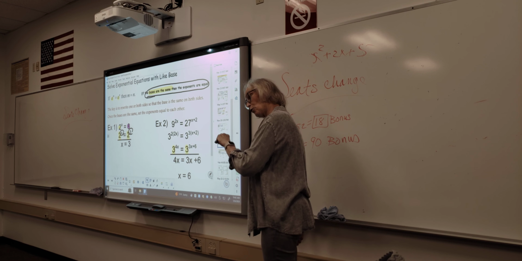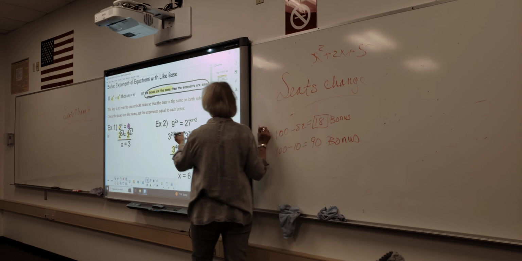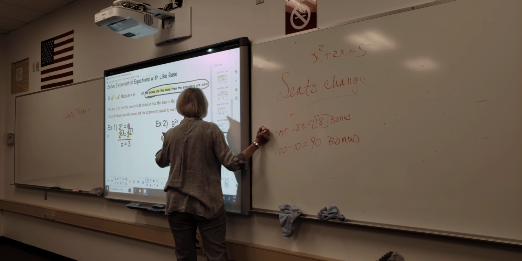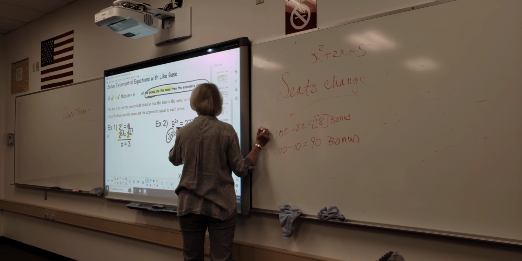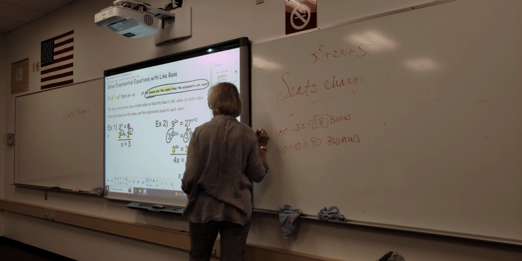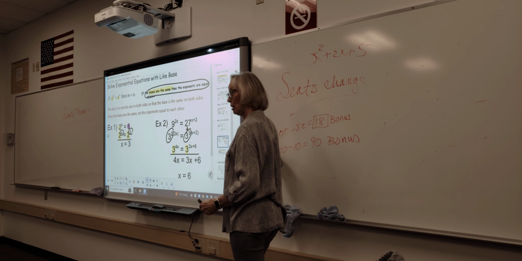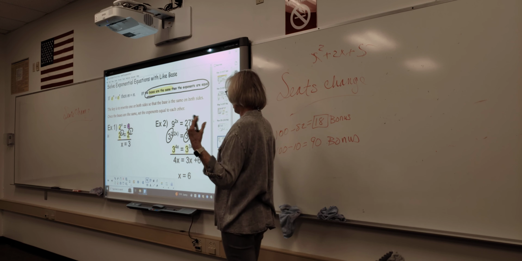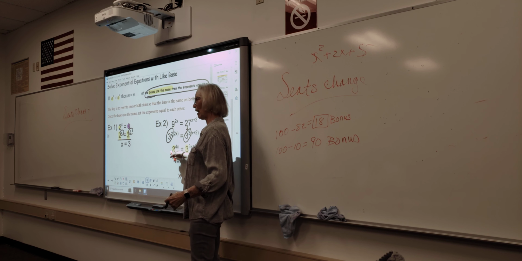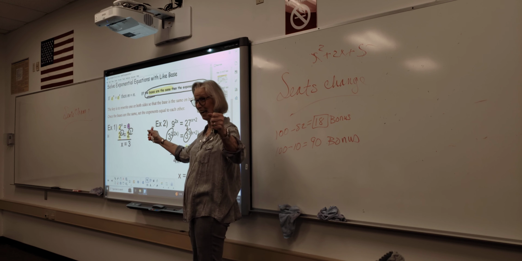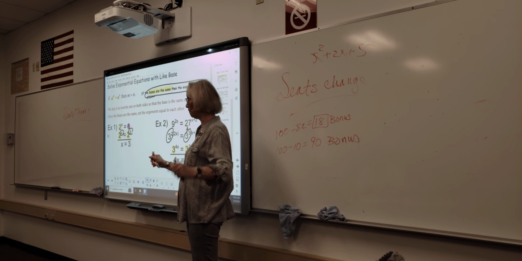Write that on your notes. I changed the 9 into 3 squared. I changed the 27 into 3 cubed. Now we have like bases. They both have a 3. Yay! That means we're solving.